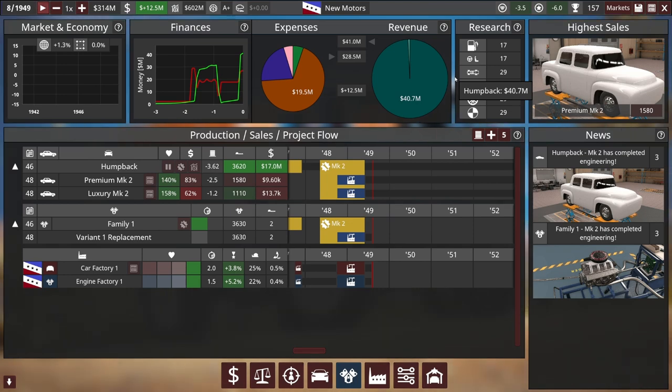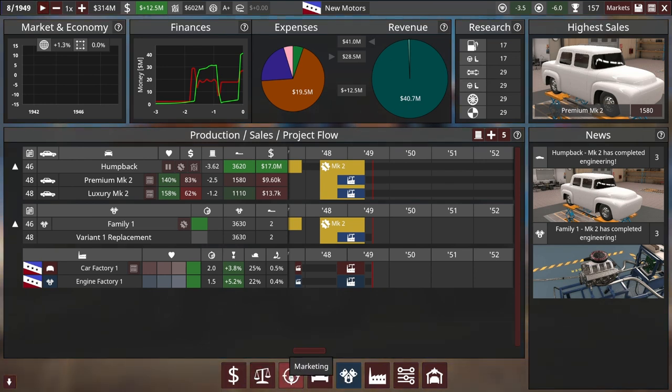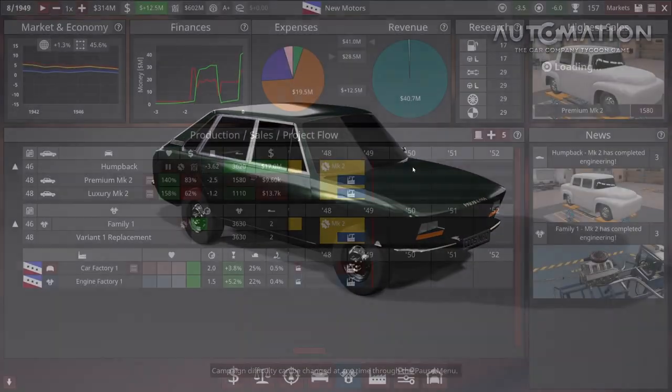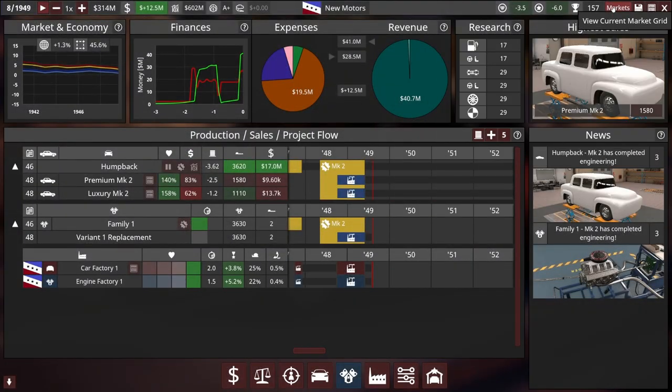So, reasonable slider setup. Spend money on marketing. That's crucial. Make a couple trims, overlap multiple markets, and you should be profitable.